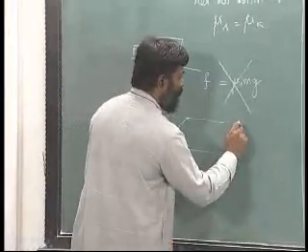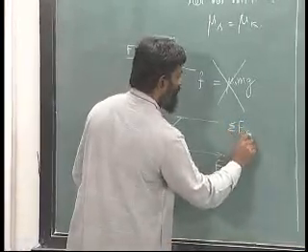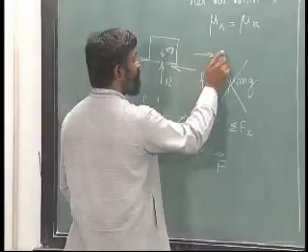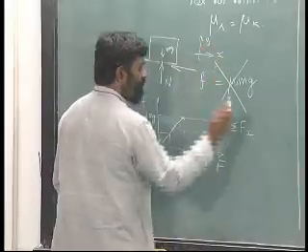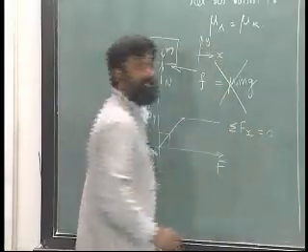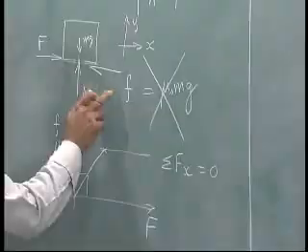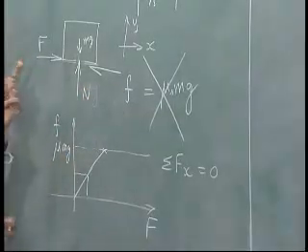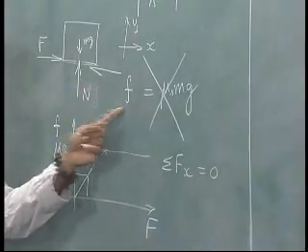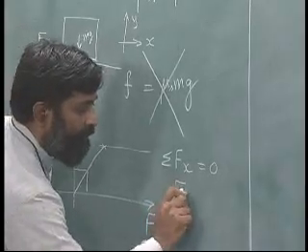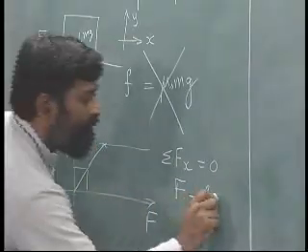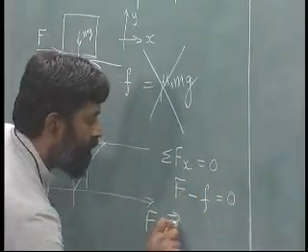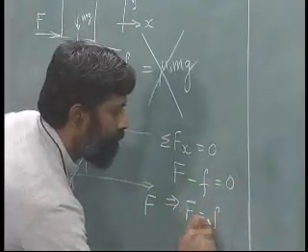let me write it down here, sigma f along x direction, if this is x direction, let us say this is y direction, is equal to 0 for static condition. Immediately I have only two forces taking part, this is capital F, this is small f, which means capital F minus small f, because the direction is negative to this, is equal to 0, which automatically tells me that capital F is equal to small f.